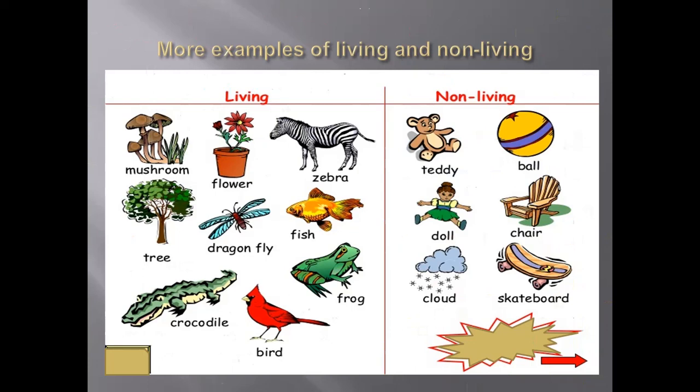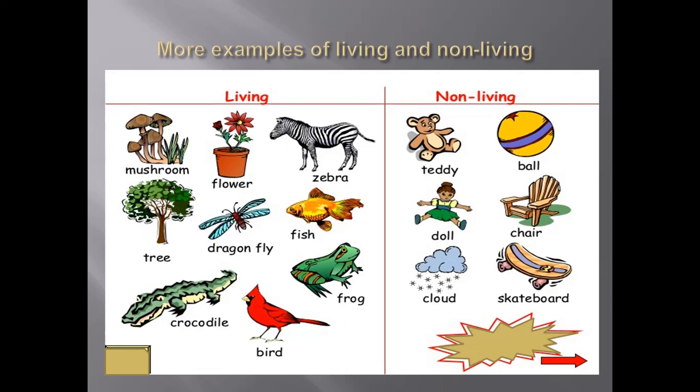These are examples of living things and non-living things. On the first box, we have examples of living things. These include mushroom, flower, zebra, tree, dragonfly, fish, crocodile, bird, frog, and of course human being. You can look around you and mention some other living organisms you can find there.